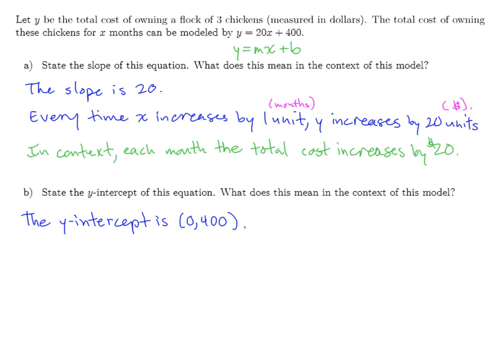So thinking about what that means, when x is 0, y equals 400. So thinking about in context, we could say after 0 months the cost is $400, or we could say the initial cost is $400. That's generally a more sensible way to state that 0 month part. So in context, the initial cost is $400.